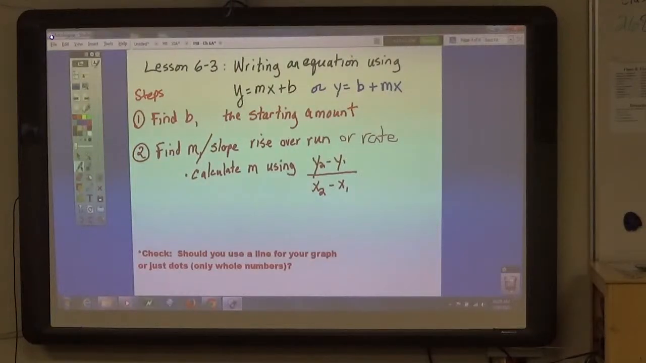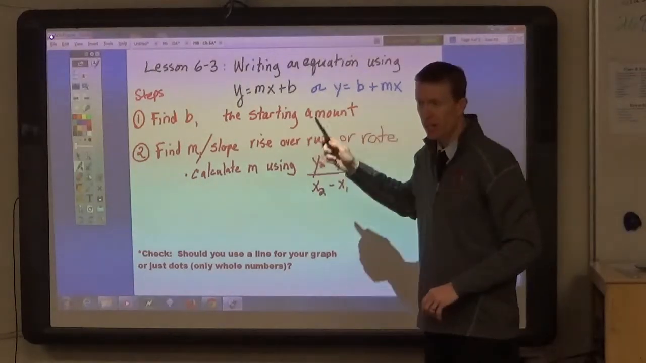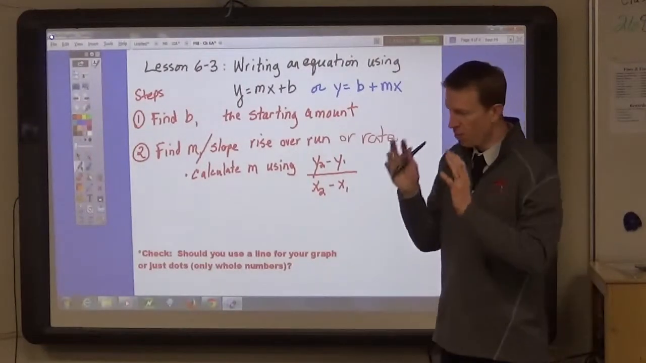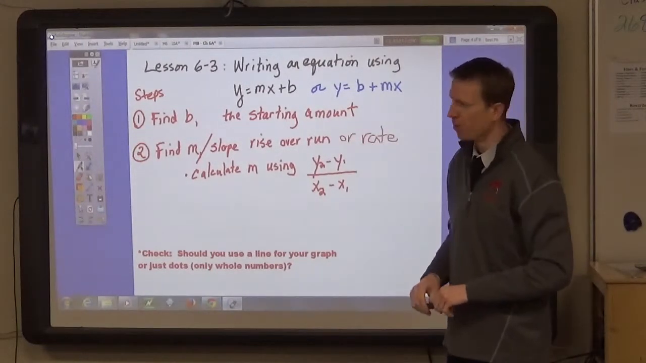We're going to talk about lesson 6-3, 8th graders. This is on writing an equation using the slope-intercept form. And many times when you're looking at a situation, it almost mirrors the slope-intercept form.